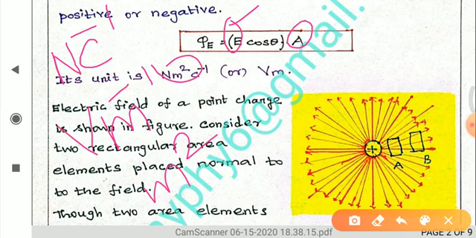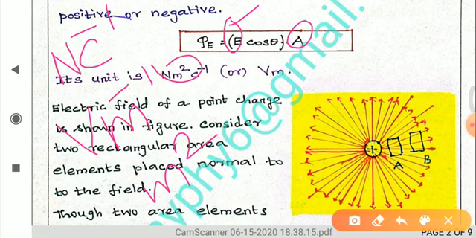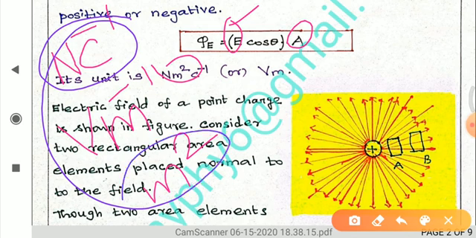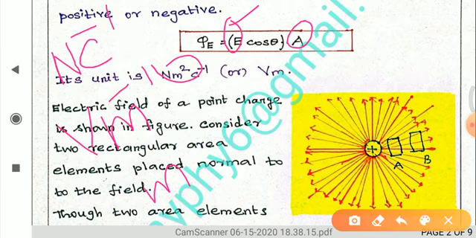Now we can take the unit N C power minus 1, and it is combined with the meter square. Then how can we write? N already is there, C power minus 1 is there, meter square. So it is the first unit, Newton meter square coulomb power minus 1. Are you clear? Right. Now we can obtain the second unit.